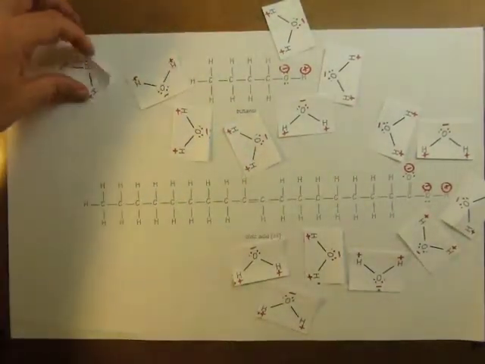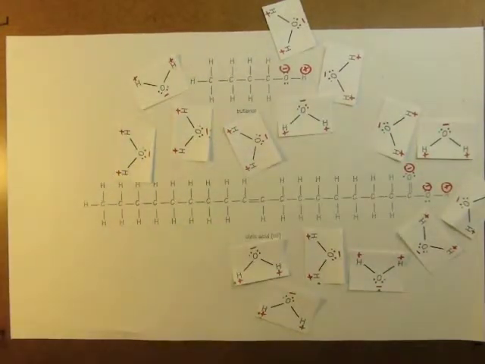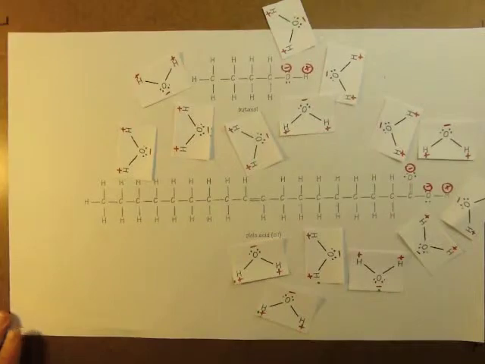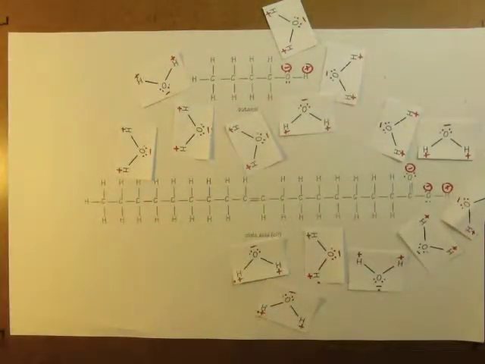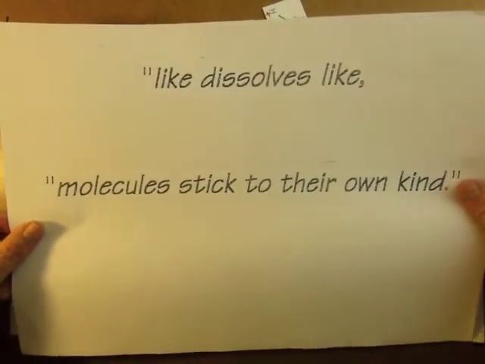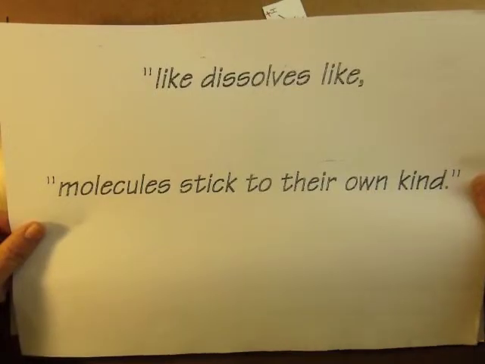So if the molecules can't attract to the other kind of molecule, they'll just attract to each other and then they'll separate. So that's why they don't actually mix with water, even though they can attract, because they don't have enough opportunity to attract to the other molecule, enough that they're not just attracting to themselves. Remember those rules of thumb. Like dissolves like, and molecules stick to their own kind. If they stick more to their own kind, then they don't mix.